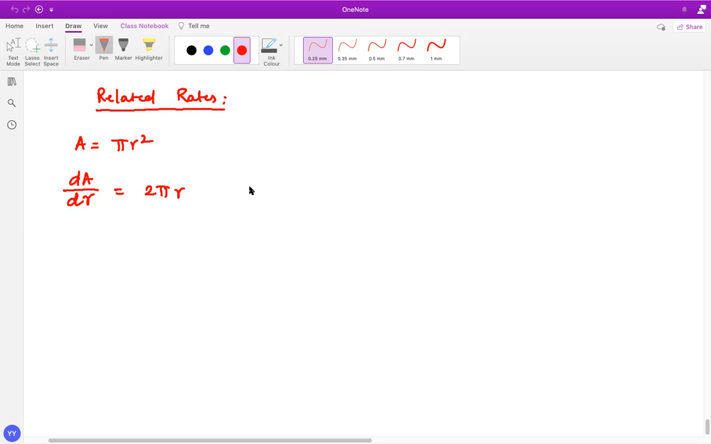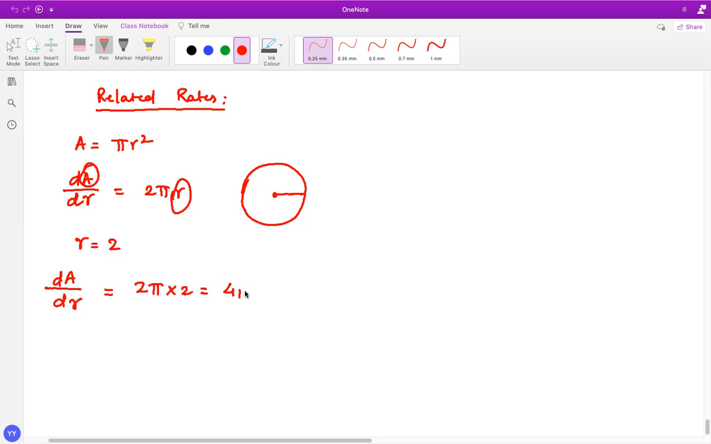Now suppose there is a circle. At any stage, the rate of change of area with respect to radius is linked, but there is no link to the rate at which the radius is changing and the rate at which the area is changing with respect to time. If I ask you to find the rate of change of area of the circle when the radius is 2, you will say the rate of change of area with respect to radius is 2 pi times 2, which is nothing but 4 pi.